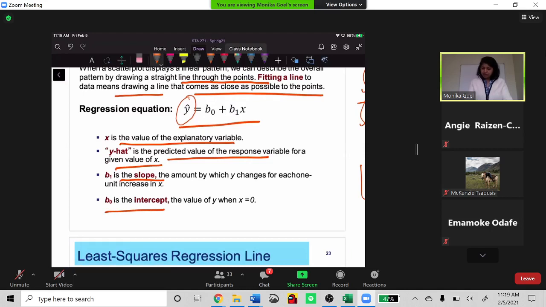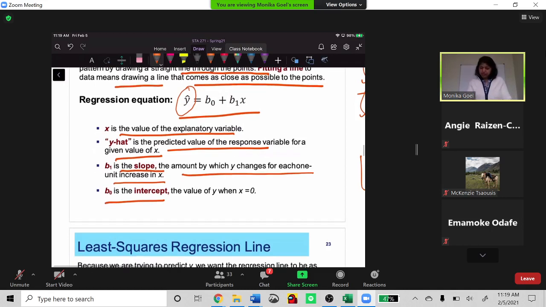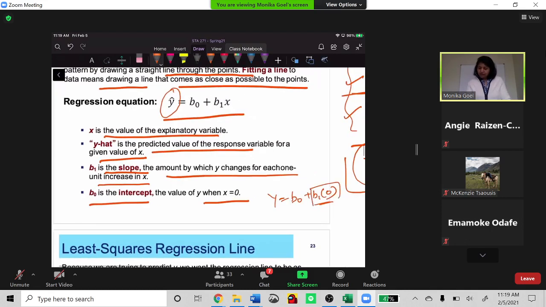And again, what is slope? The amount by which y changes for each unit increase in x. If x increases from 1 to 2, what happens to y? Is y increasing or decreasing, depending upon whether you have a positive linear relationship or a negative linear relationship. An intercept is the value of y when your x is 0. Because if your x value is 0, then the slope term will become 0, and then the intercept is the only value you have.